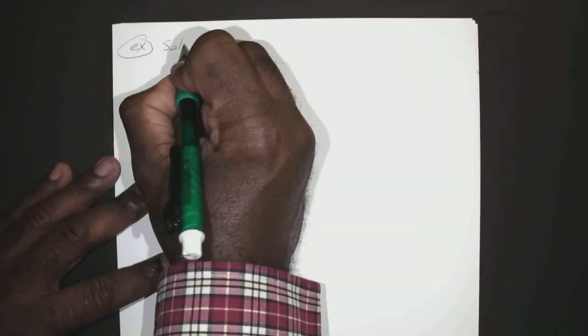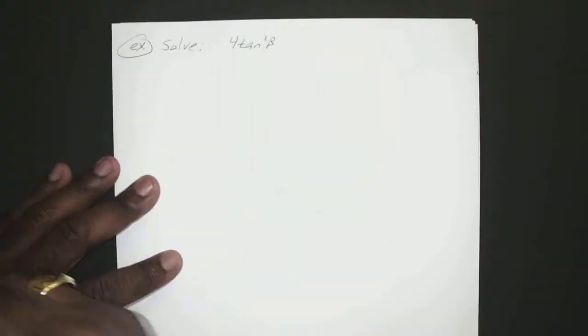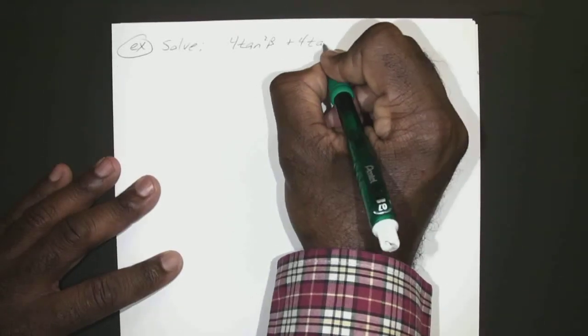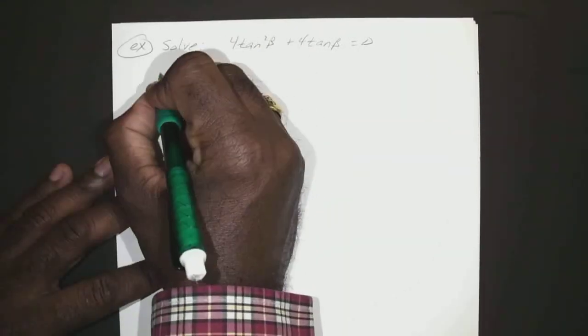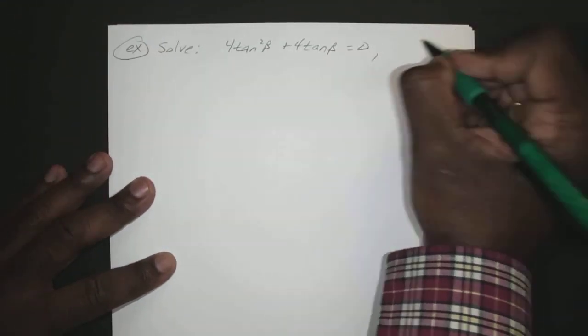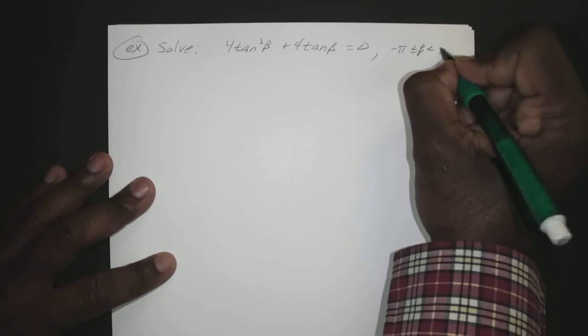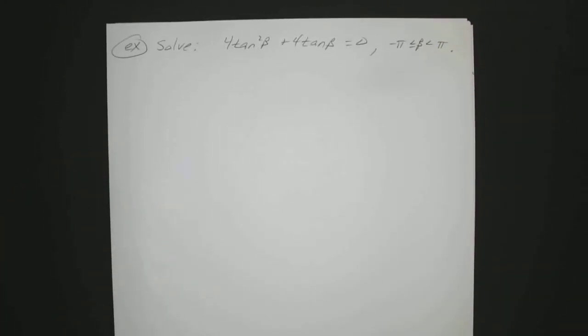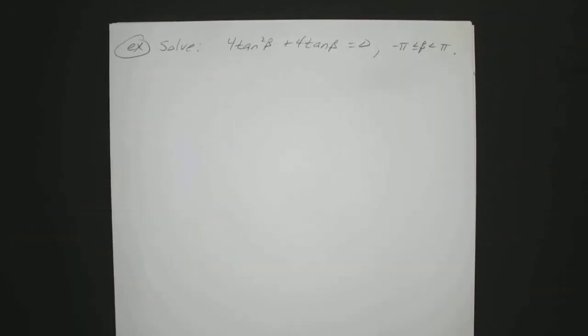Okay, so let's say if we wanted to solve 4 times tangent squared beta plus 4 tangent of beta equals 0. And that's saying that beta is between negative pi and pi. Okay, so here we have just tangent. So we can do like we did before and just replace it with a variable.